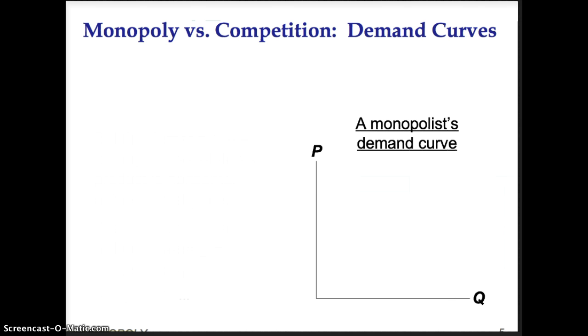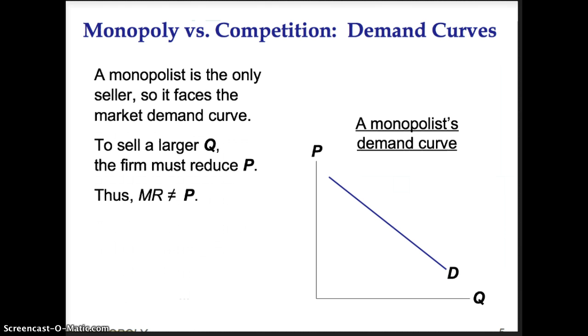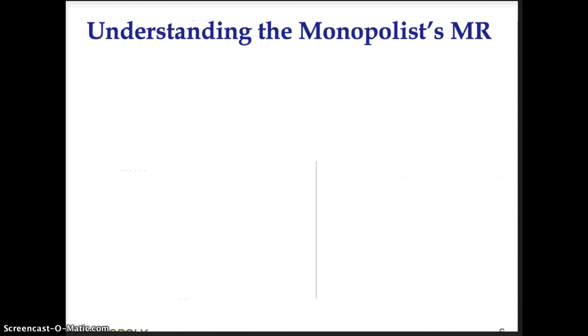The monopolist is the only seller, so it faces the market demand curve. In order to sell more quantity, the firm must reduce price. Marginal revenue does not equal price. Let's take a moment to understand why marginal revenue does not equal price for a monopolist.